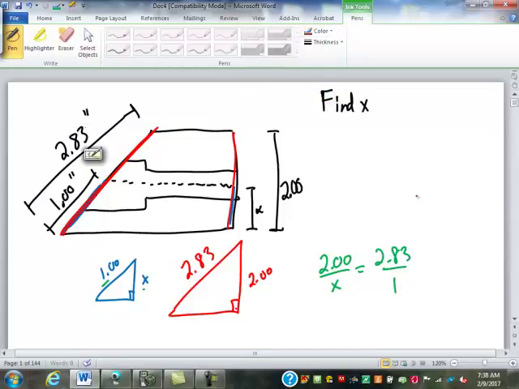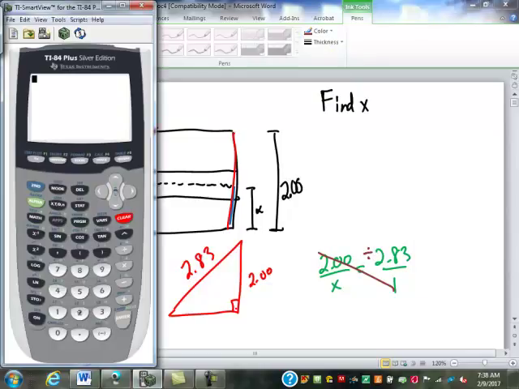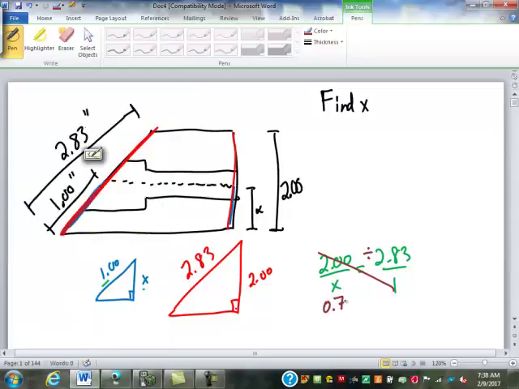And we can cross multiply and divide. 2 times 1 divided by 2.83, which gives us 0.707 is x. Any questions?